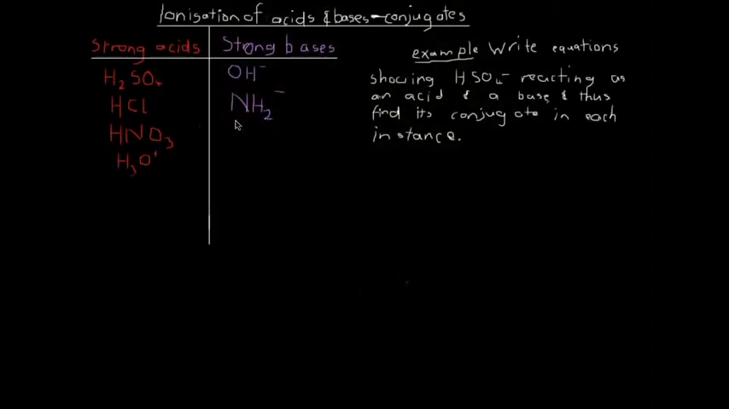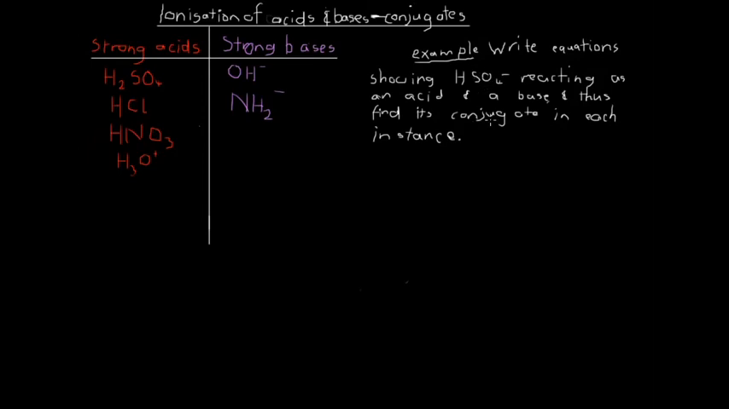Alright, so we're going to do a bit of an example looking at the ionization of acids and bases and their conjugates, okay? So we're asked here to write equations, so we're going to write more than one, showing hydrogen sulfate ion reacting as an acid and as a base, and thus to find its conjugate in each instance, okay? So we know that hydrogen sulfate can receive a proton and form sulfuric acid, or it can donate a proton and just be left as sulfate, okay?